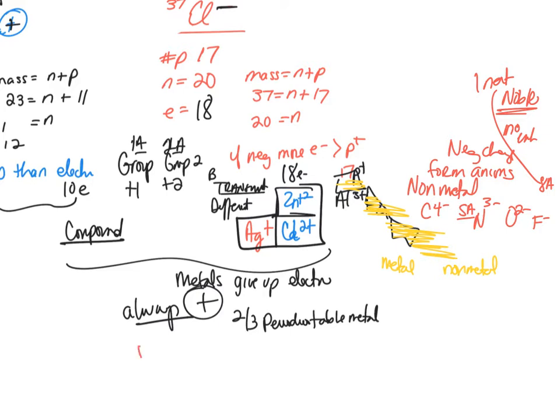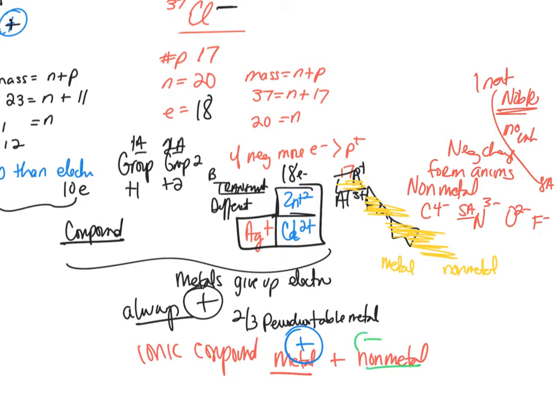That's what an ionic bond does. Ionic compounds are always a metal, and you do the metal first, plus a nonmetal. And the metal will be a positive charge, a cation, because it will give its electrons over to the nonmetal. And that will become a negative. And that's an ionic compound. They don't share. They give and take.